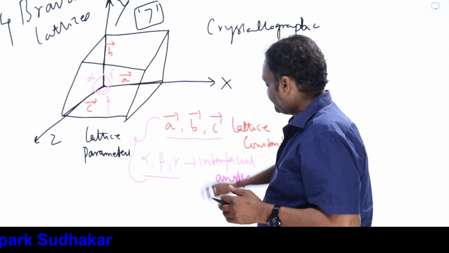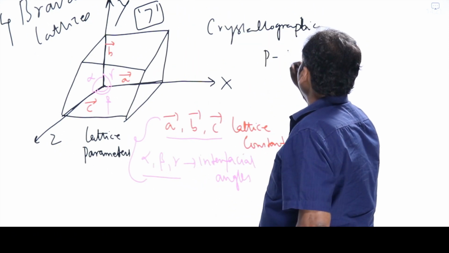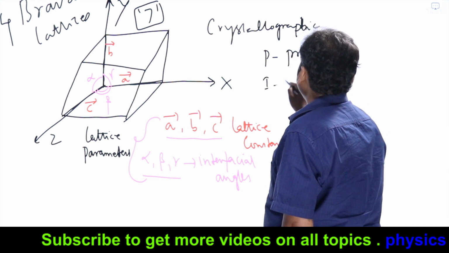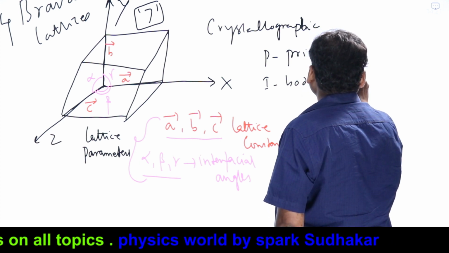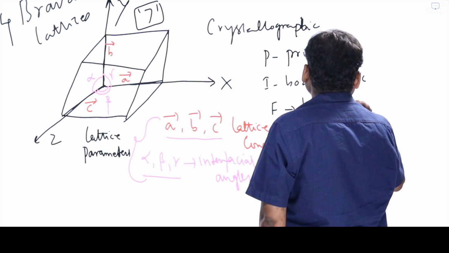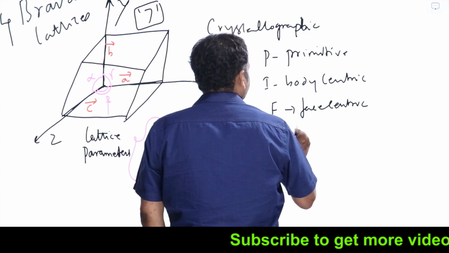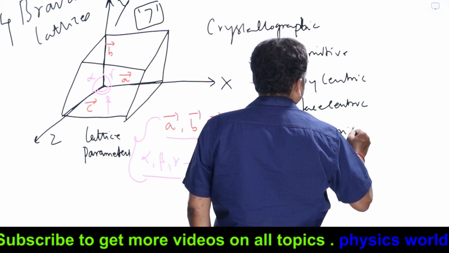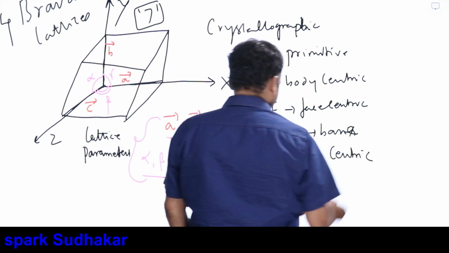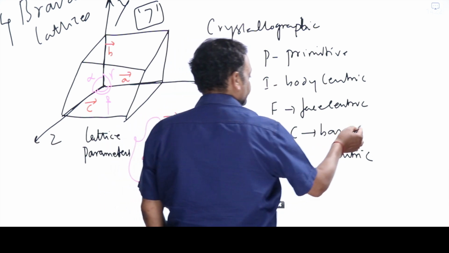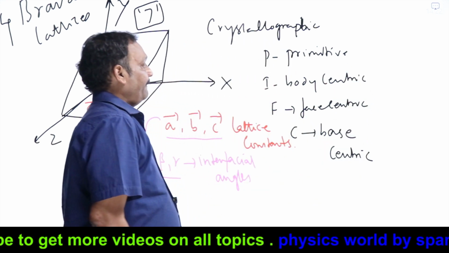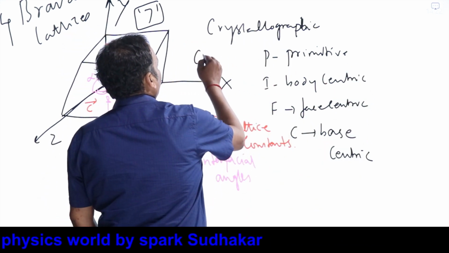For the lattice type, I use the letter P. P means primitive. I means body centric. F means face centric. C means base centric. These are the abbreviations.